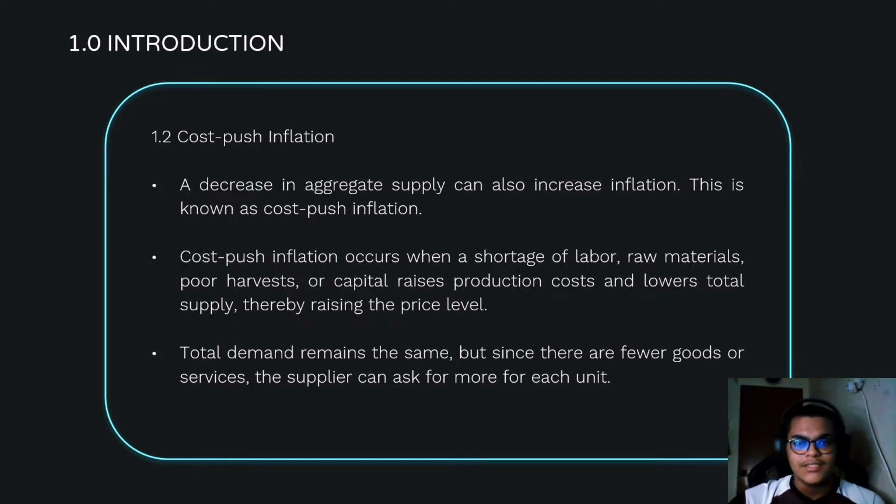Cost push inflation. A decrease in aggregate supply can also increase inflation. This is known as cost push inflation. Cost push inflation occurs when a shortage of labor, raw material, poor harvest, or capital raises production costs and lowers total supply, thereby raising the price level. Total demand remains the same, but since there are fewer goods or services, the supplier can ask for more for each unit.